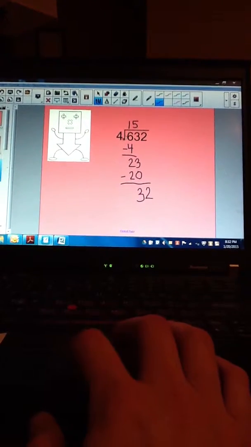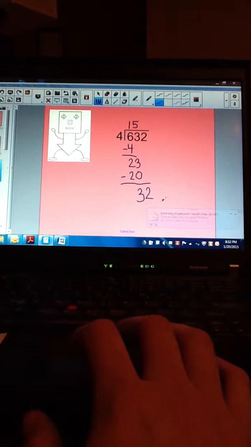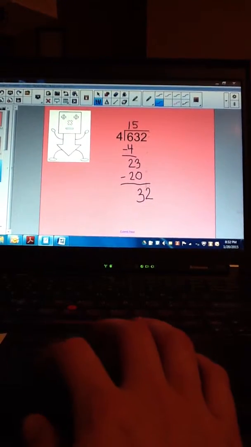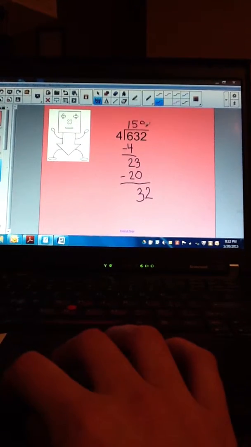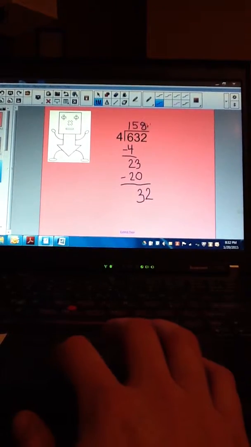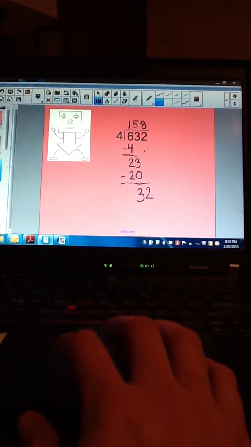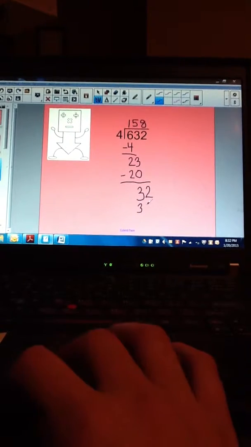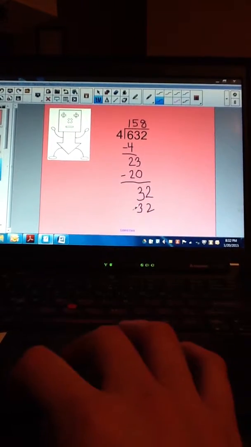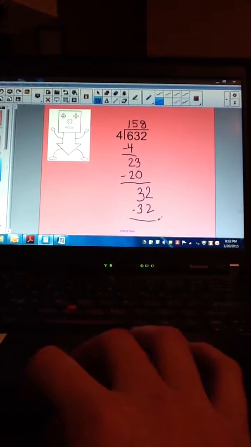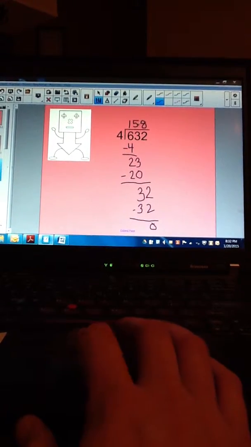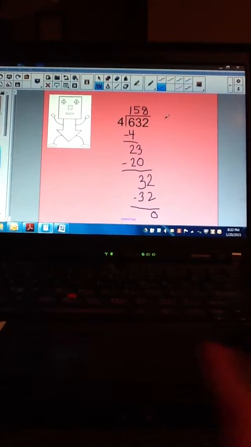Now I have to think, how many times will 4 fit into 32? And I know that 4 fits into 32 8 times. And I'll multiply what I just wrote, 8 times 4, and that equals 32. And when I subtract, I get 0. So I know that I have a remainder of 0. So 632 divided by 4 is 158.